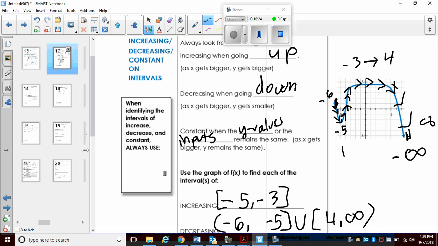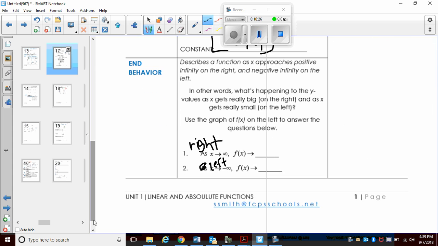Okay? So that means I'm going to write as x approaches towards the right. As x approaches infinity, y, f of x, approaches negative infinity. Now, as x approaches towards negative infinity, or the left, y approaches not positive infinity. You got to be careful. I'm tricky that way. It approaches 1, guys. 1. Okay?